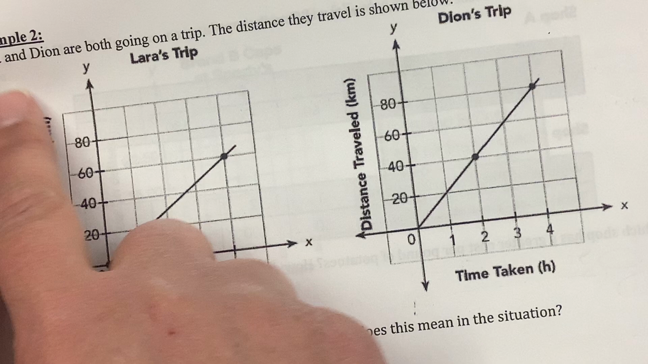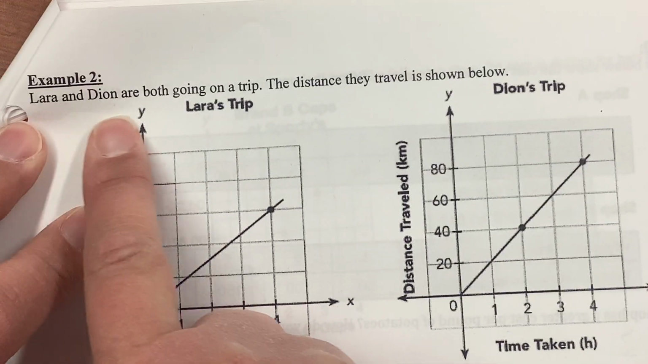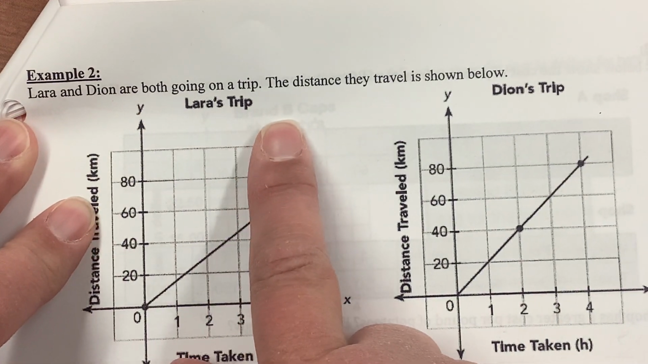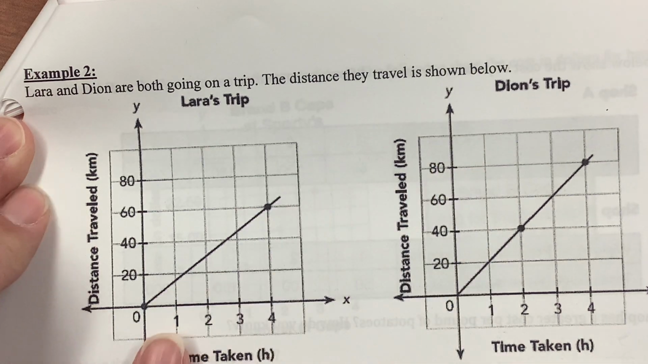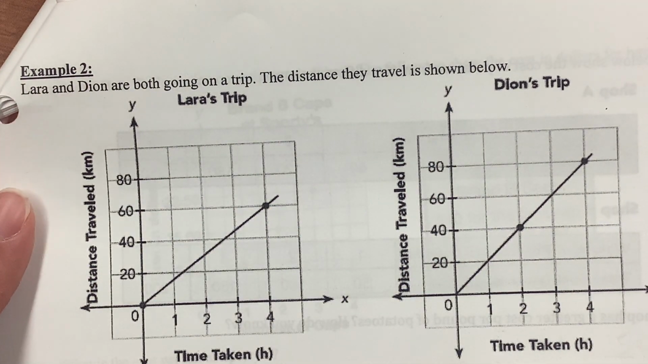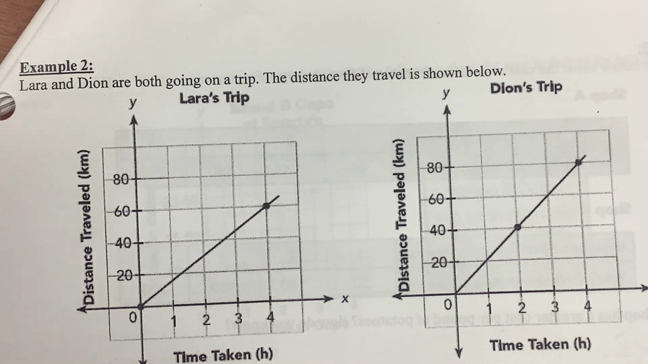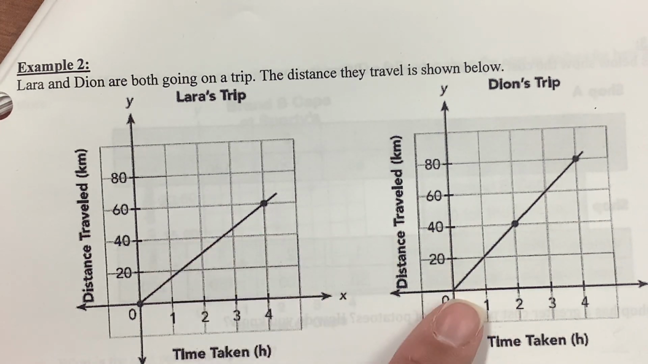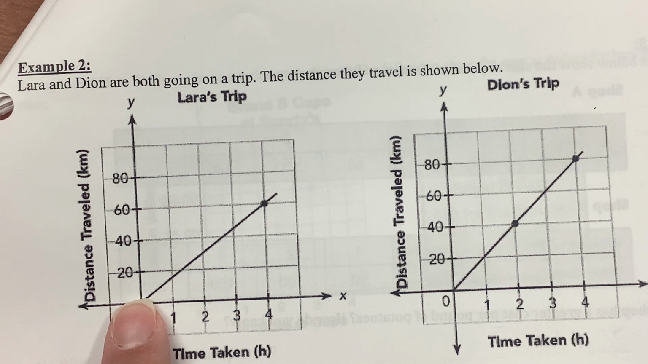All right, let's try the next problem. Lara and Dion are both going on a trip. The distance they travel is shown below. Distance traveled in kilometers, time taken in hours. Oh, they made it easy. They made them both on graphs. And let's check to see what the boxes are worth.